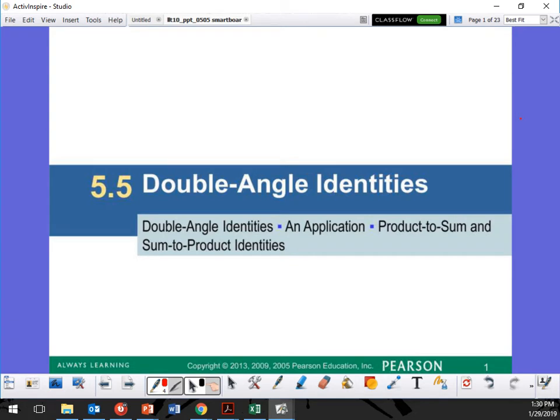All right, trigonometry. Okay, everyone should be doing this.